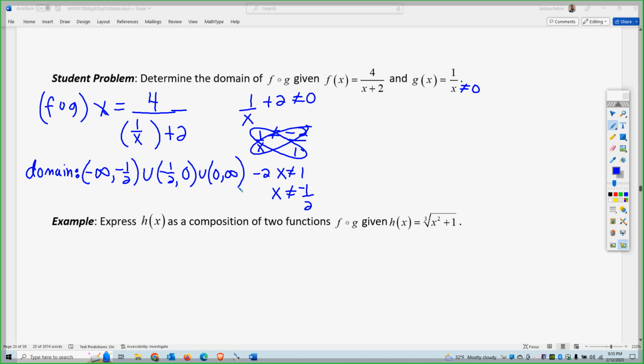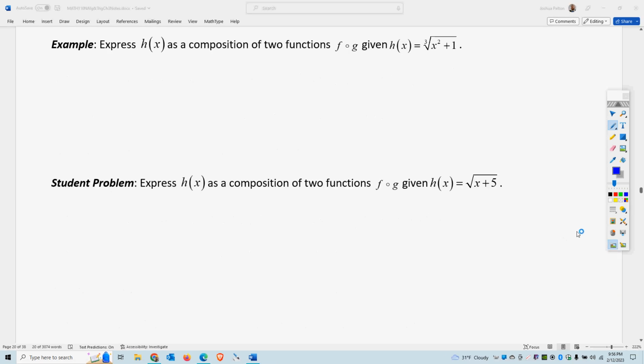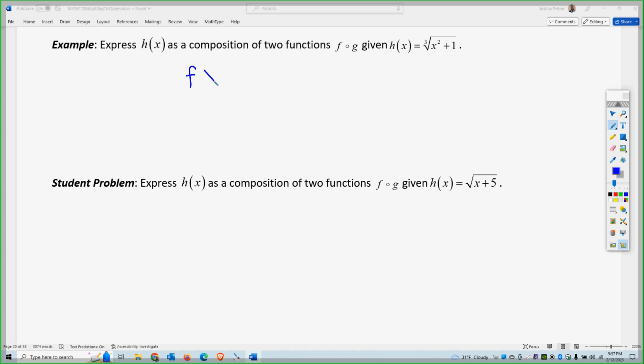Okay, and we can also decompose composition functions into compositions of two functions, and there's an infinite number of functions that can do it. So for example here, the third root of x squared plus 1, there's a variety of answers for f of g. So f, let me turn my pen on. Come on, pen. Okay, f could have been the third root of x, and g could have been x squared plus 1. So if you put g into f, you'll get the resultant h of x function essentially, right?